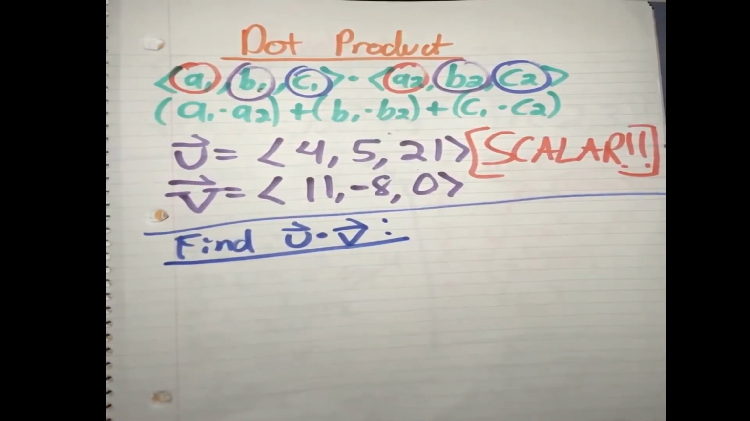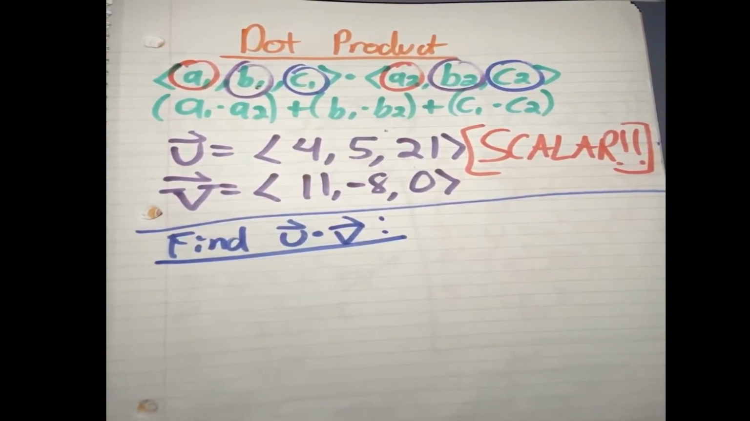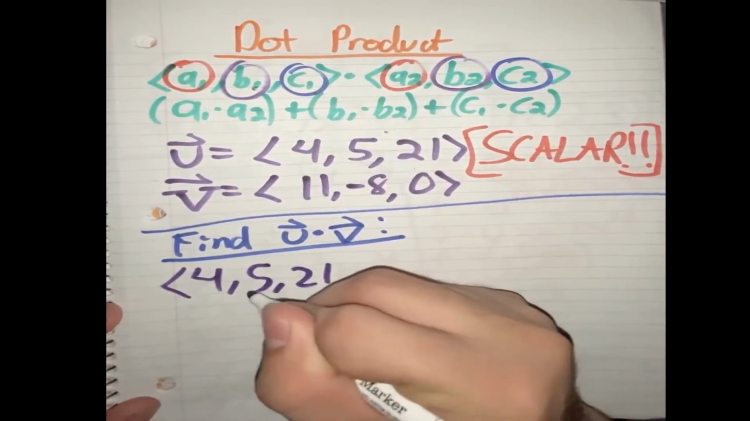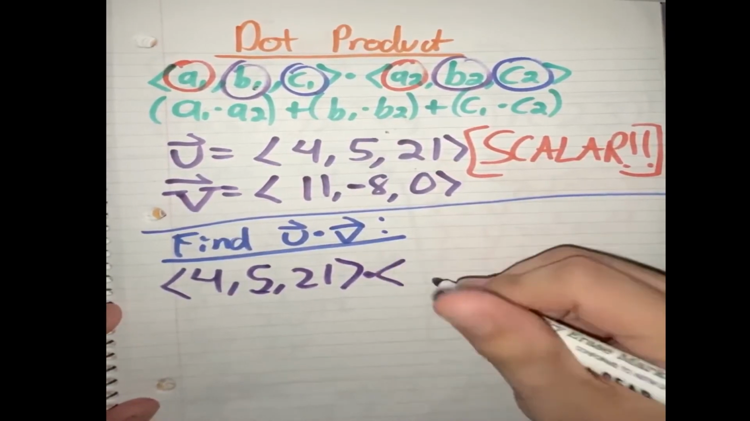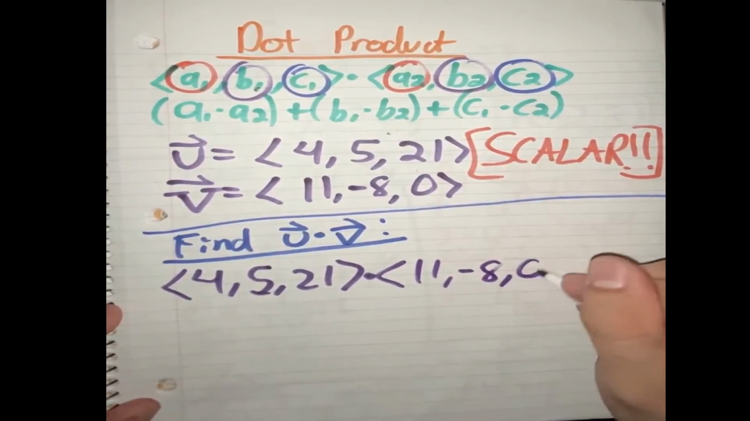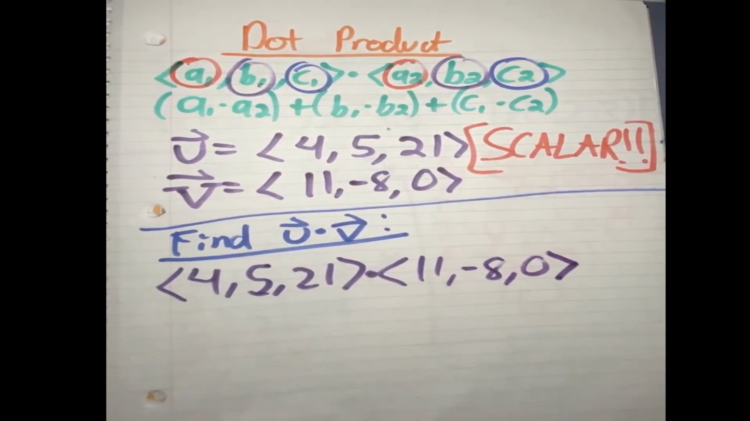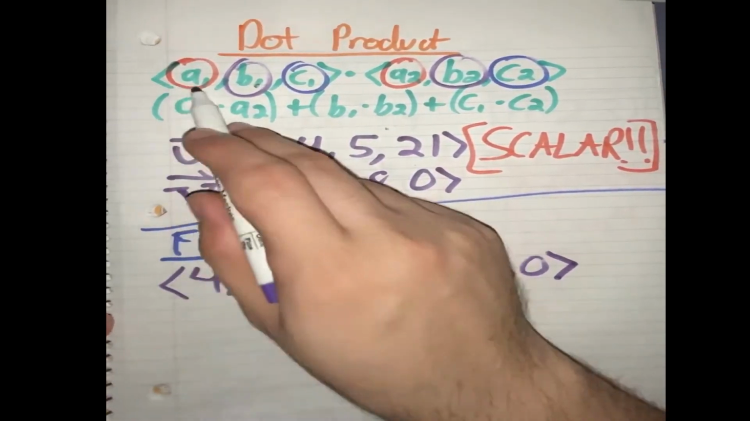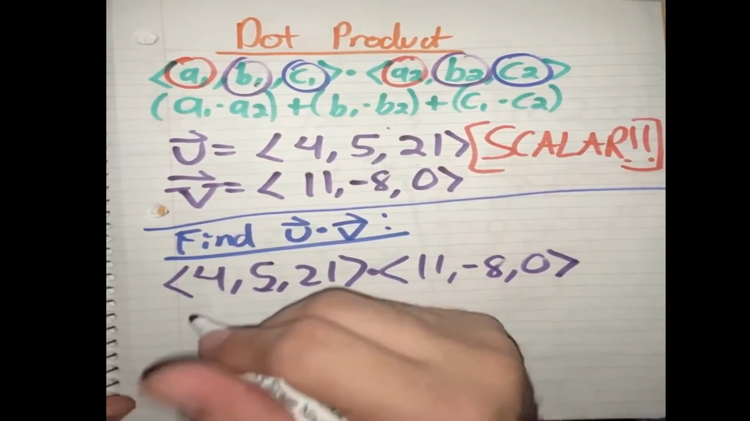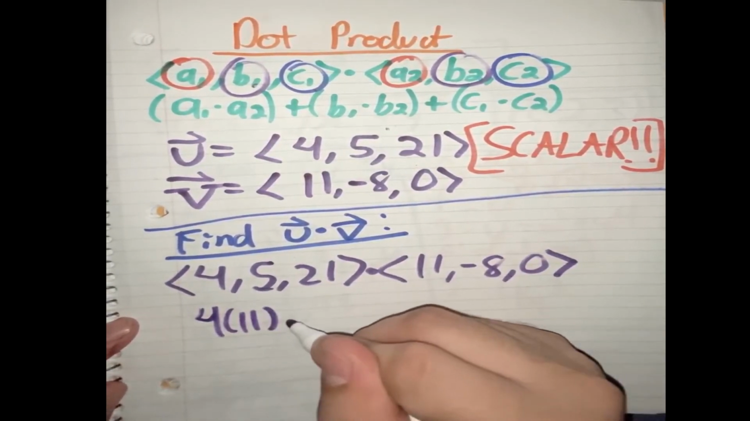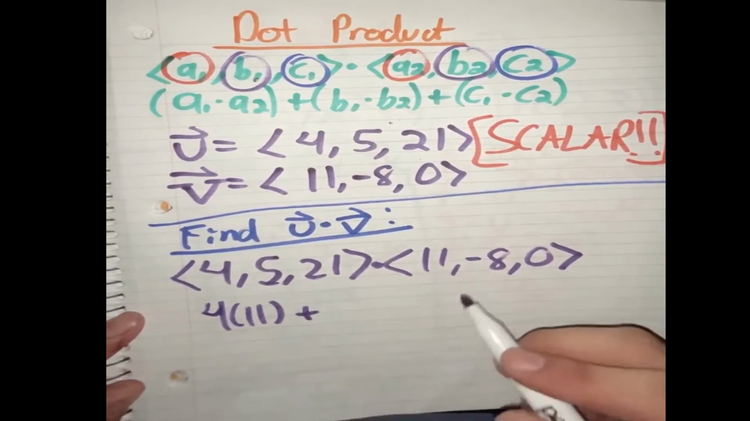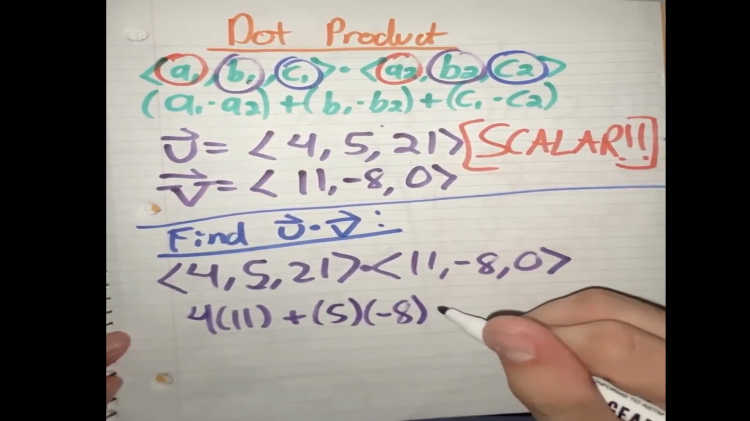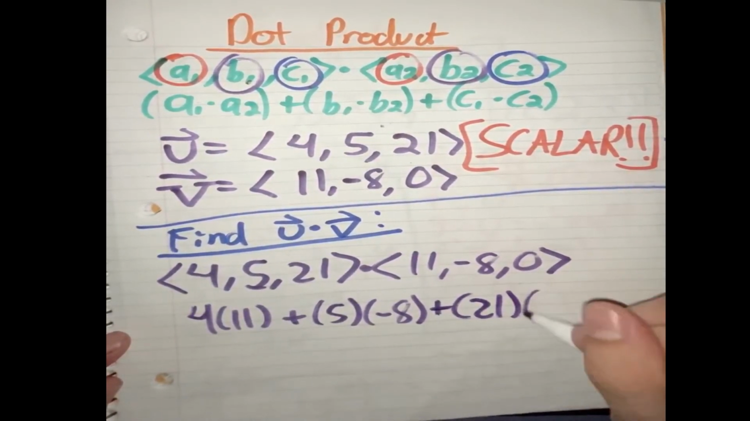So vector u dotted with vector v, we get 4, 5, 21 dotted with 11, -8, 0. So all we simply do now is we just multiply the terms together and add them. So the x terms, so A1 with A2, so we get 4 times 11 plus the y terms, 5 times -8 plus the z terms, 21 times 0.